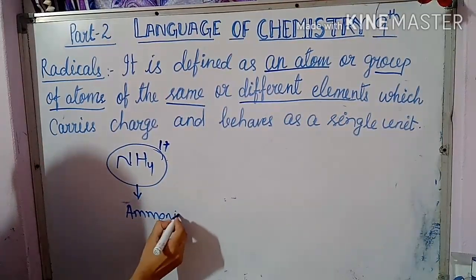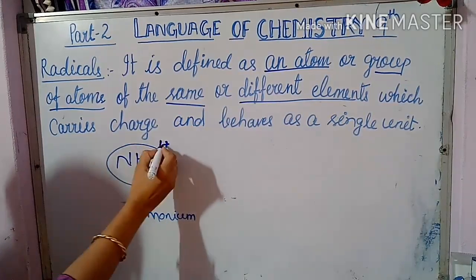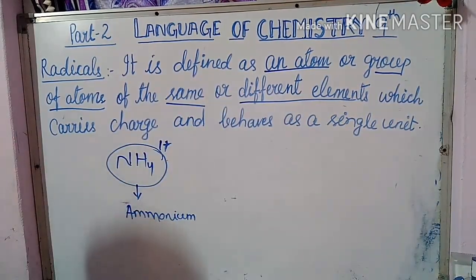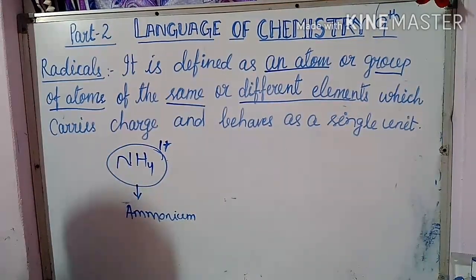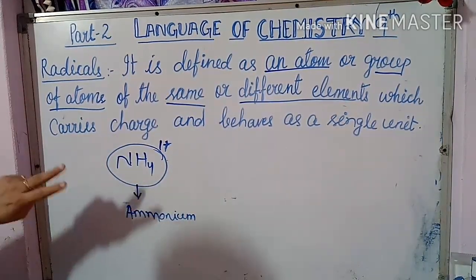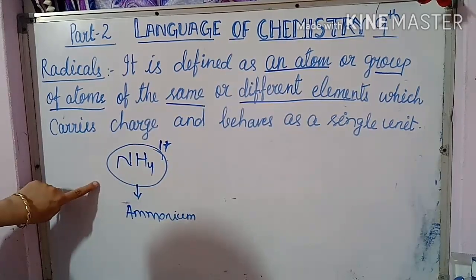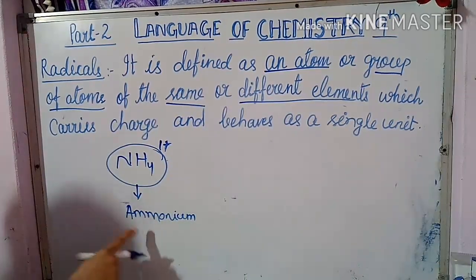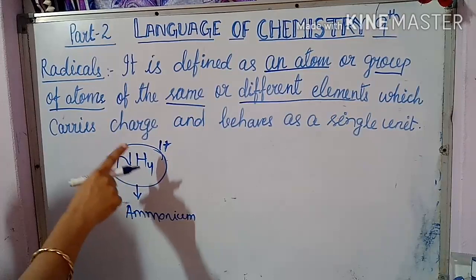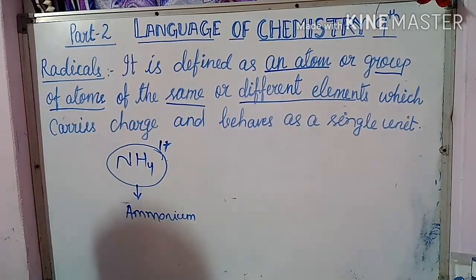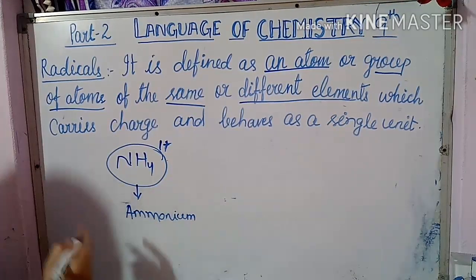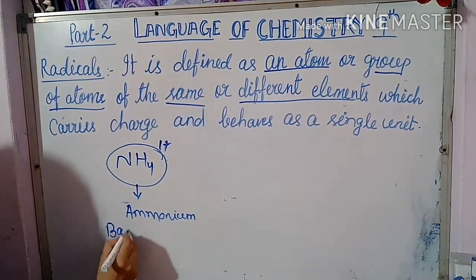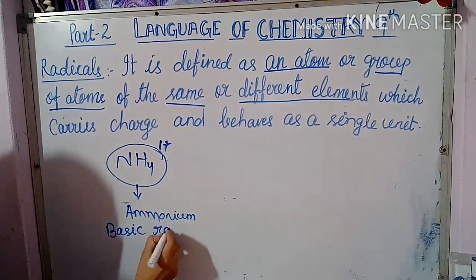Ammonium radical. As it is 1 plus, it is also known as the cation, or the electropositive radical. Radicals are of two types: one is electropositive and one is electronegative. So ammonium is your electropositive radical. These electropositive radicals can also be called basic radicals.